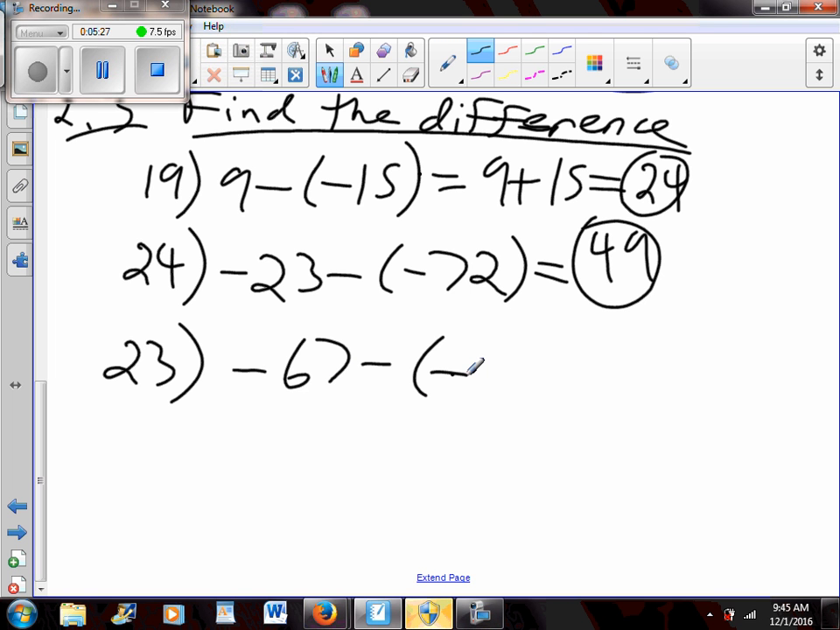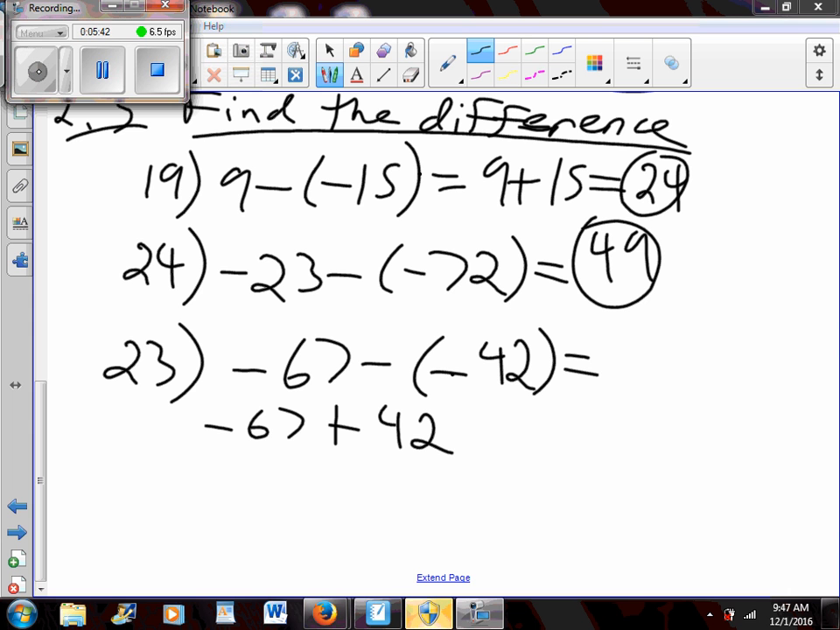Negative 67 minus a negative 42. Okay? Give me this one. Okay, guys. So this is what you want to do. Be quiet so that I can do this. Think negative 67 plus 42.